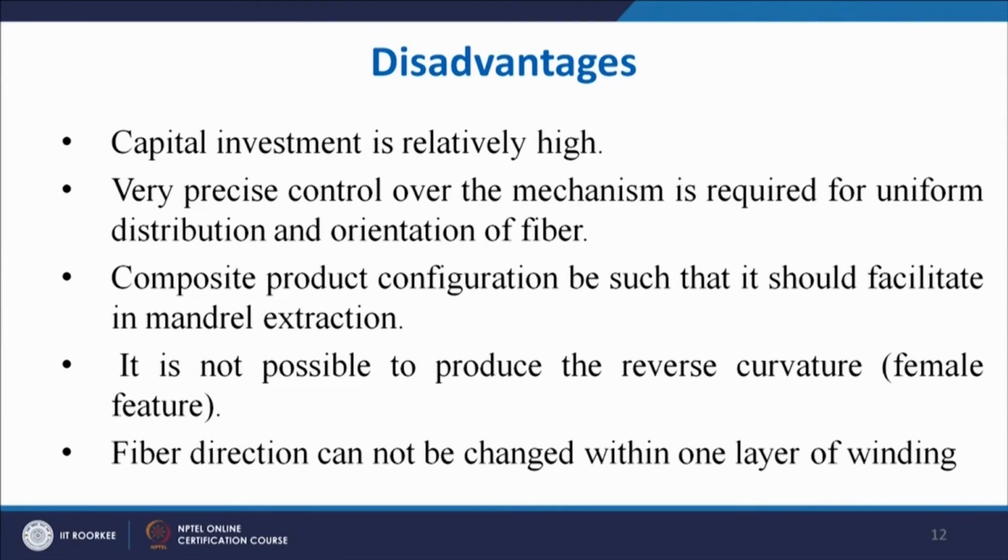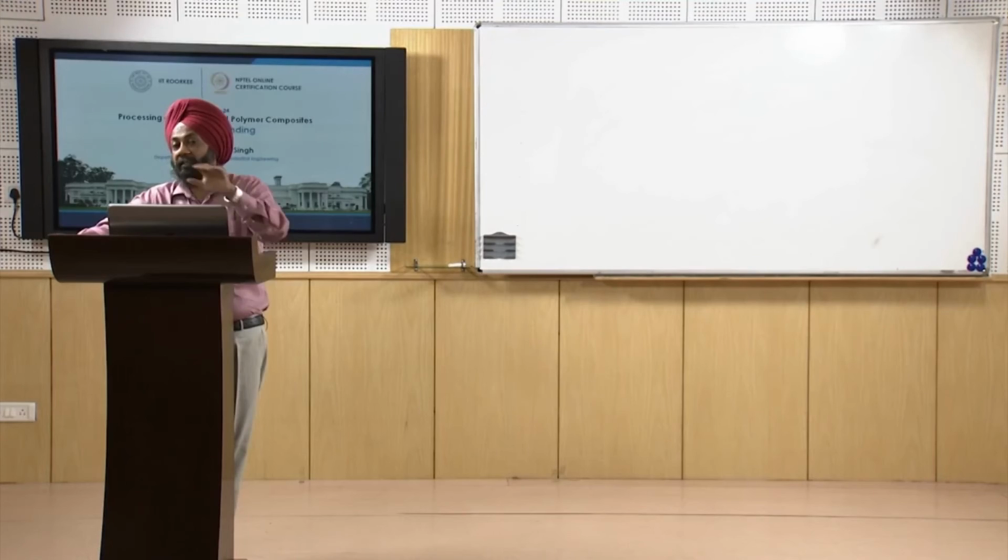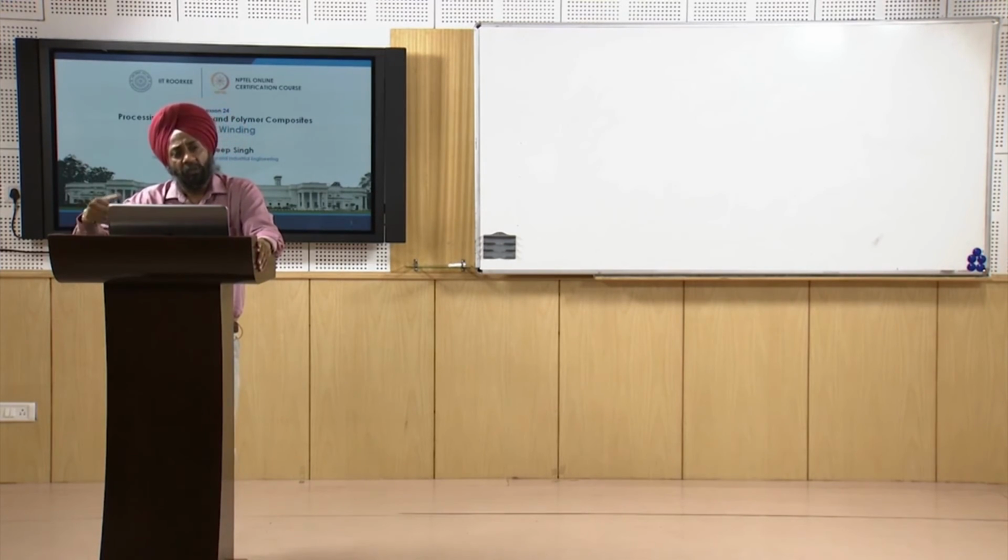Composite product configuration must be such that it should facilitate easy mandrel extraction. As the mandrel has to come out, we are only making hollow parts, hollow cylindrical parts using the filament winding process. So we have to ensure that the extraction of mandrel is also easy. Some variants of the filament winding process also use a collapsible mandrel, which can collapse after the product has cured and solidified, and it is very easy to remove the mandrel.